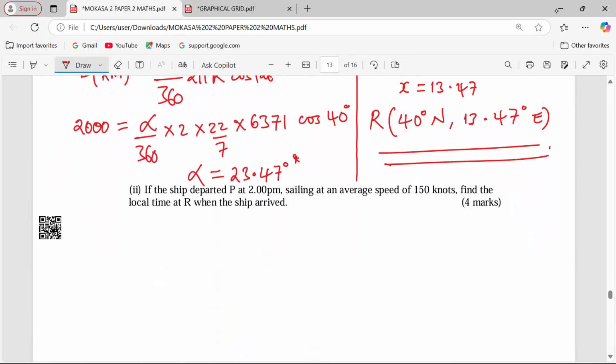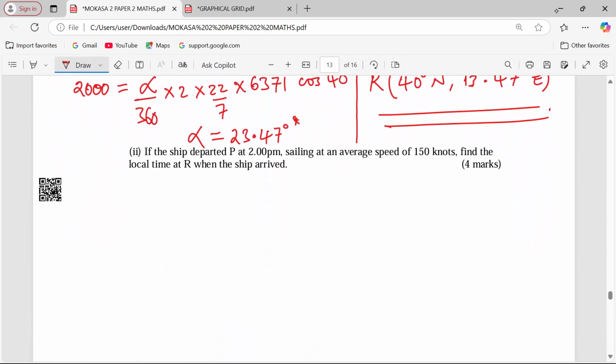Then look at part 2 of the same question, which is now the last part to be handled in this question. We are told that the ship departed P at 2 p.m., sailing at an average speed of 150 knots. Find the local time at R when the ship arrived.